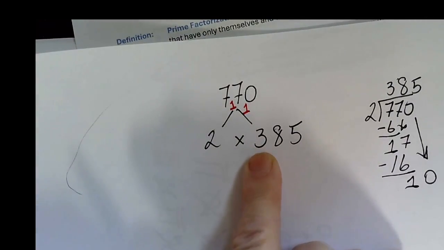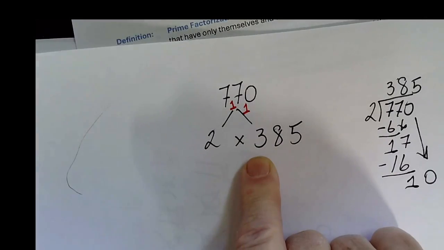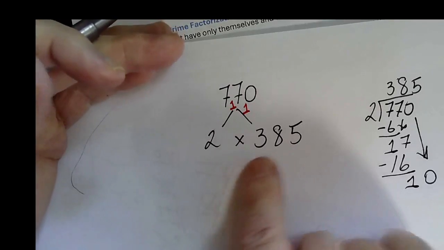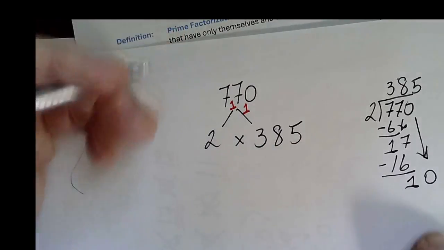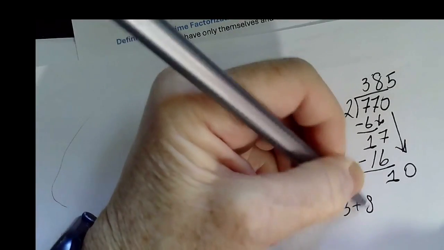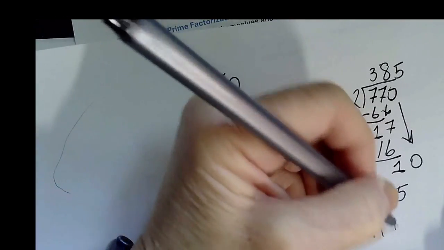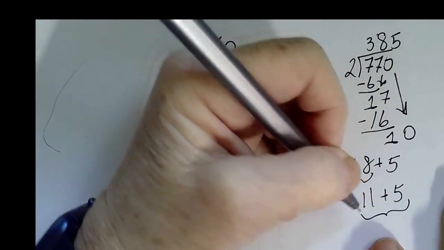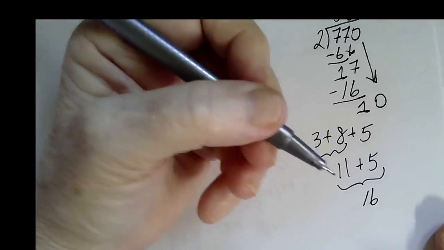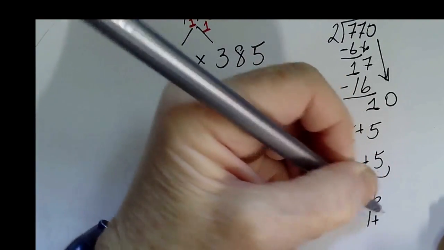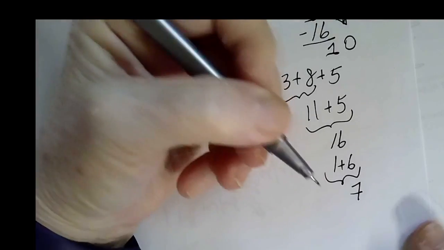All the thinking. Now, does 3 go into 385? So let's see. 3 plus 8 plus 5. 3 plus 8 is 11. 11 plus 5 is 16. That's 2 digits. We need to keep going. 1 plus 6 is 7. We're down to a single digit, but this is not 3, 6, or 9, so 3 will not work.